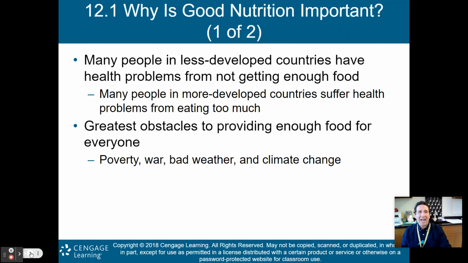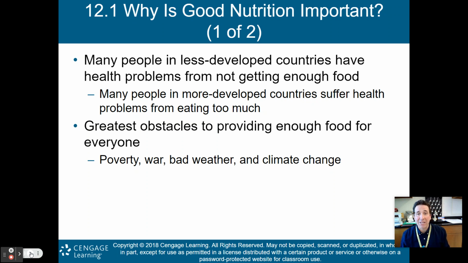So why is good nutrition important? Well, many people in less developed countries have health problems from not getting enough food. Here in Ardsley, we don't necessarily think about that, even though there are people in Ardsley who have food insecurity as well. But in other parts of the country, and especially other parts of the world, a lot of people do not get the food they need every day.